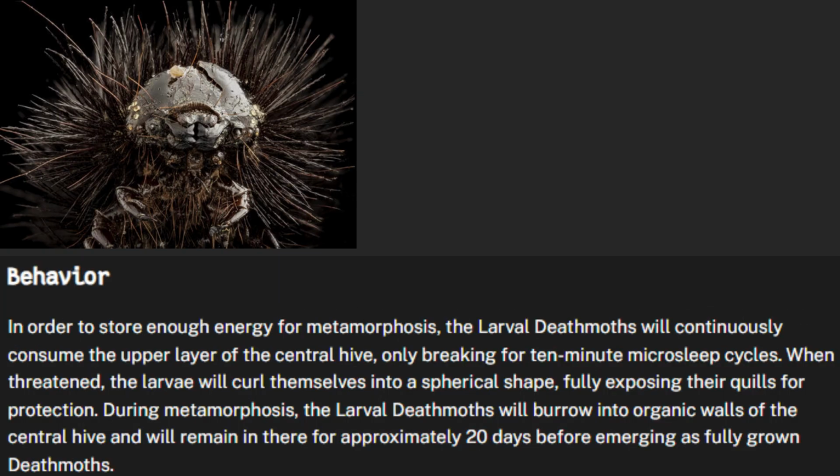Behavior. In order to store enough energy for metamorphosis, the larval deathmoths will continuously consume the upper layer of the central hive, only breaking for 10-minute microsleep cycles. When threatened, the larvae will curl themselves into a spherical shape, fully exposing their quills for protection. During metamorphosis, the larval deathmoths will burrow into organic walls of the central hive and will remain in there for approximately 20 days before emerging as fully grown deathmoths.